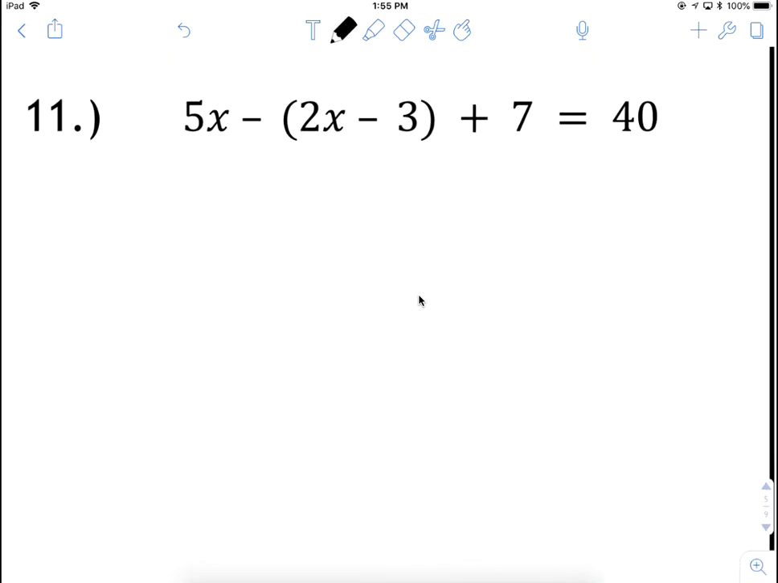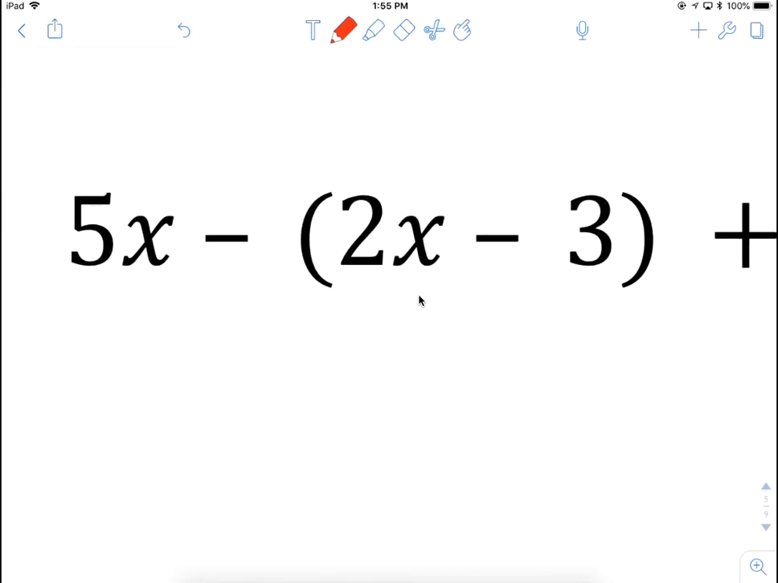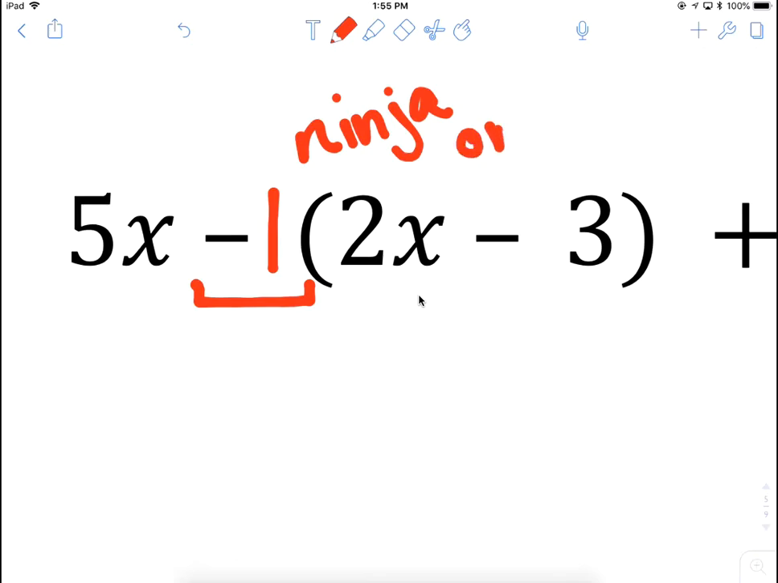Starting with distributing, I'm looking for any number that is touching the parentheses. But there is no number. So how am I supposed to get rid of parentheses if there's no number to distribute? Well, let's look real close. If I had to put a number right here, it would be negative what? Okay. I call it a ninja one. And if you want to write that, you are welcome to. I call it a ninja one. There is always a number touching a parentheses if you see one. If you can't see the number, it's a negative 1. Okay? So let's go ahead and distribute that.